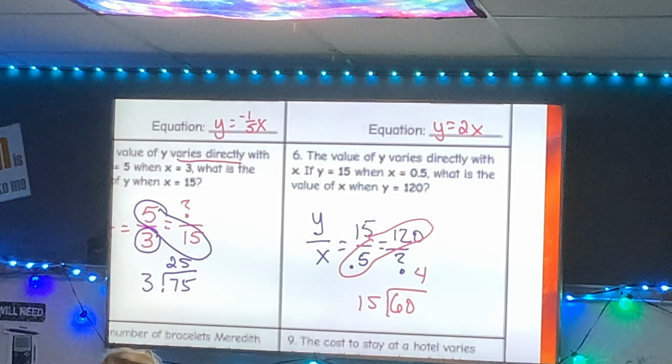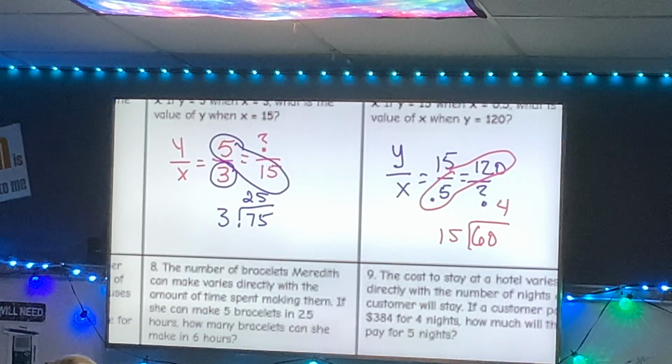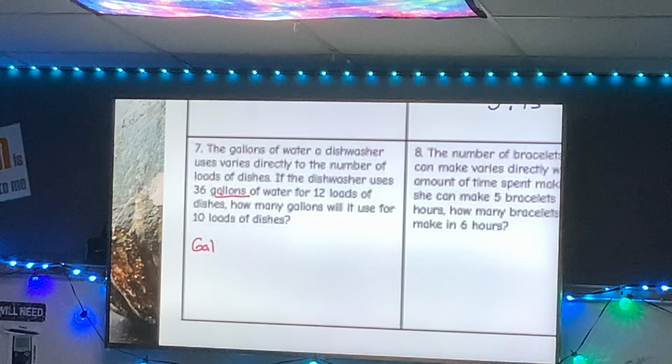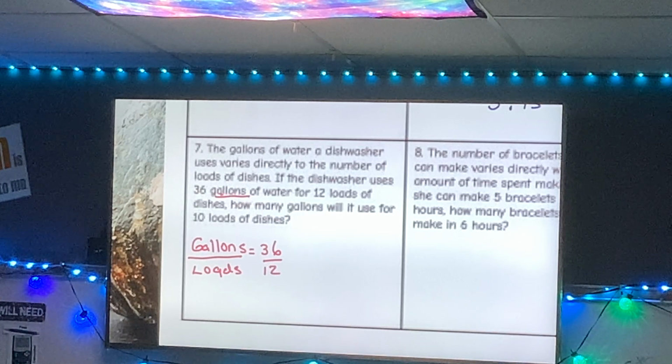Now you're going to see what they're going to look like on your test and on your work today. The gallons of water in a dishwasher varies directly to the number of loads of dishes. The dishwasher has 36 gallons to 12 loads. Now, when you're working this on your own today, I don't care if you put G and L. Okay? Just as long as you label them. You don't have to write the whole word, just as long as you label them.